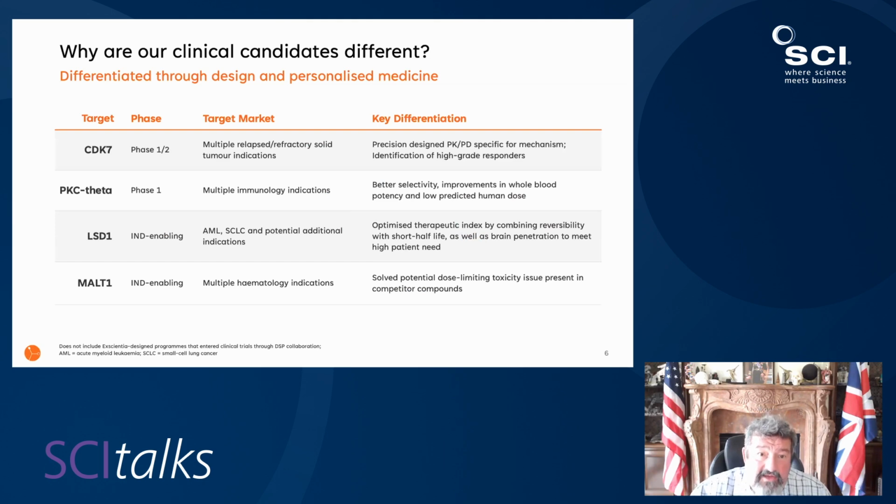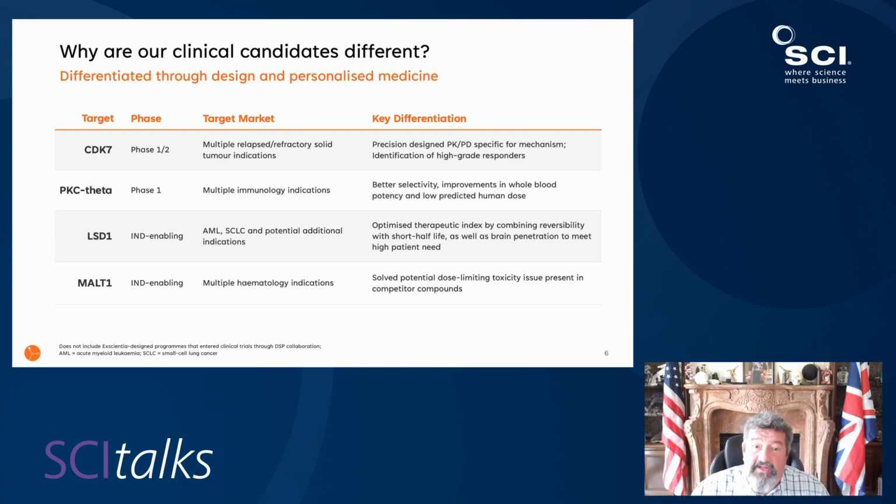Why are our clinical candidates different? So CDK7, we've got a precision design there. The differentiation was primarily around the tuning of the PK/PD, really specific for the target mechanism and function. PKC theta, again through precision design and understanding ADMET or PK parameters, getting a low predicted dose and hopefully an optimal therapeutic index.